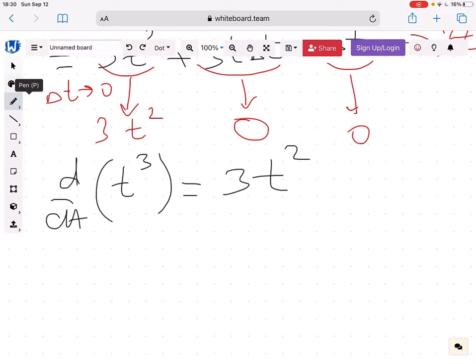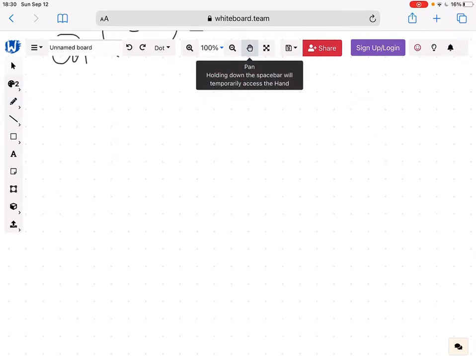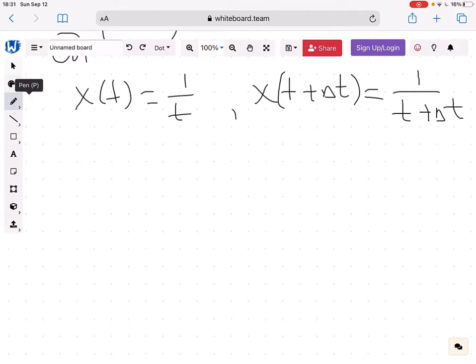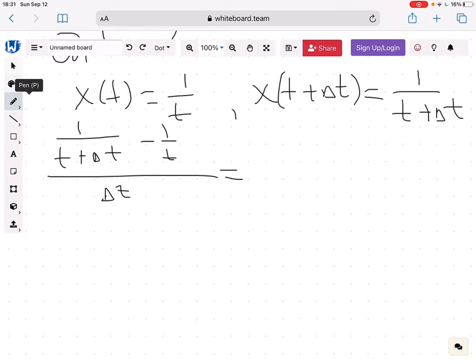Now let's move on to 1 over t. All right. So if x of t is 1 over t, x of t plus delta t will be 1 over t plus delta t. Now, if you remember, we need to calculate the difference between x of t plus delta t and x of t and divide by delta t. So what do we get? We get 1 over t plus delta t minus 1 over t, all divided by delta t. Well, what's in the numerator is two fractions, which we need to subtract one from another. So what we do, we need to find a common denominator.